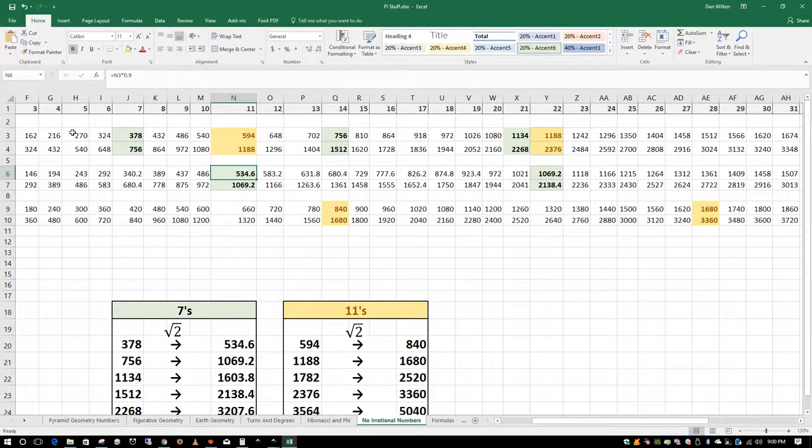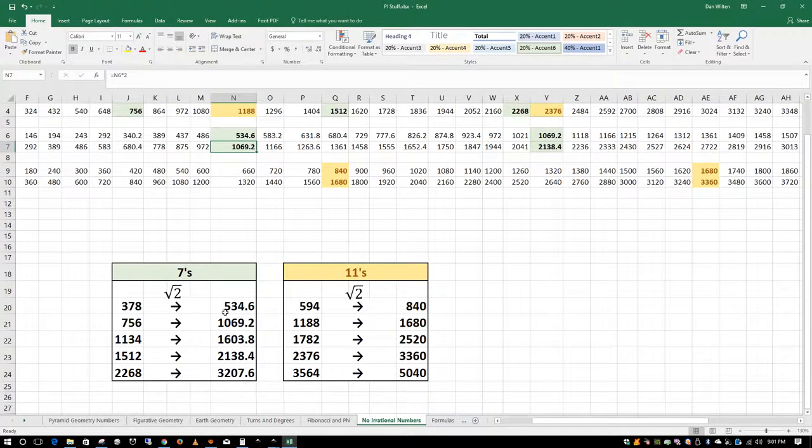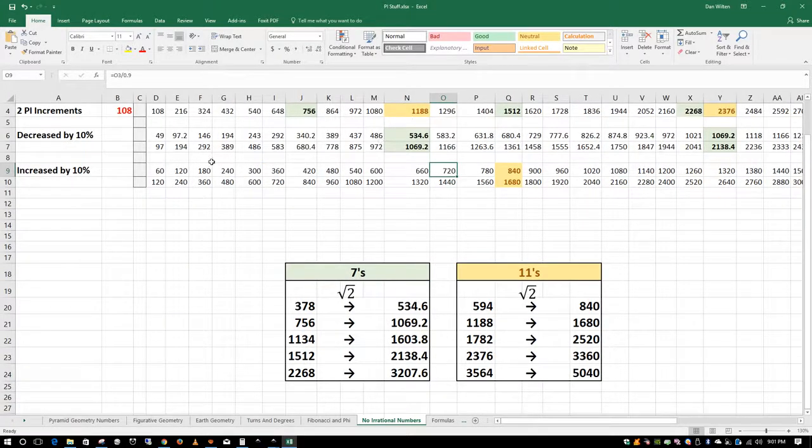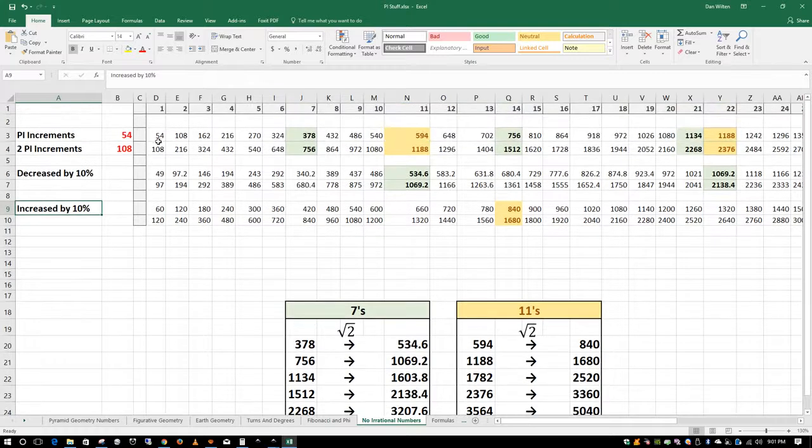So by taking these pi increments and increasing them by 10%, then I actually get the square root of 2 value for the 7 here. And so for 756, the square root of 2 of that is 1069. So I've got them all down here, and this works no matter what you plug in. But if you notice how clean the numbers are, and down here I've done the same thing, except for the 11s, what I've done was I've increased everything. So here I've decreased it all. Down here I've increased them all. So I've taken the same set of numbers up here and increased them by 10%.